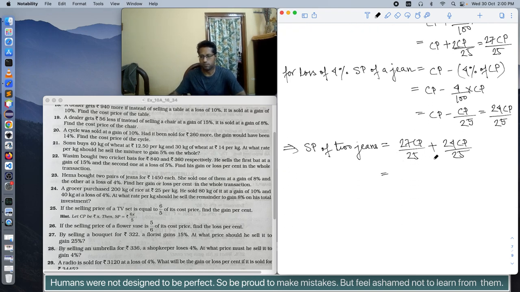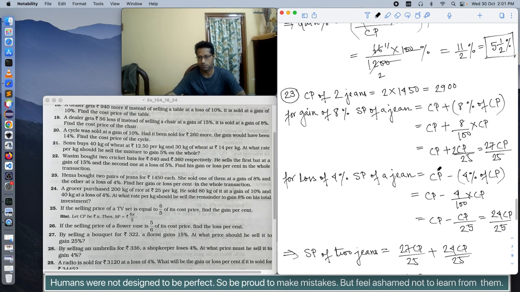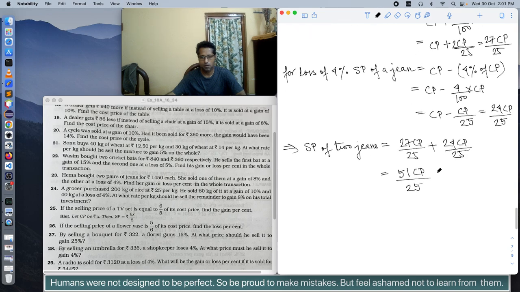This is equal to 27 plus 24, which is 51. 51 CP by 25 is the total selling price of the two jeans, where we know that CP is 1450. We are asked to find his gain or loss percent in the whole transaction.